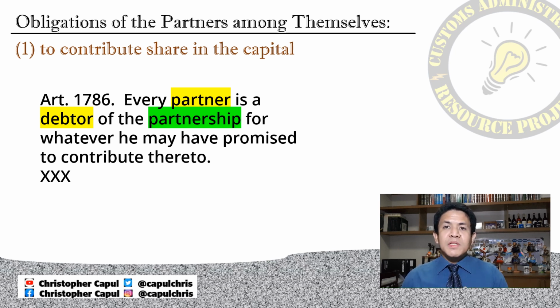So if he or she promised to contribute money, or a certain property, or to work for or render services for the partnership, then the partner is considered the debtor of the partnership. And then the partnership, as we have discussed earlier, becomes the creditor of the partner. The partnership can then demand the performance of the service, or the payment of the money, or the turnover of the property which may have been pledged or promised by the partner.